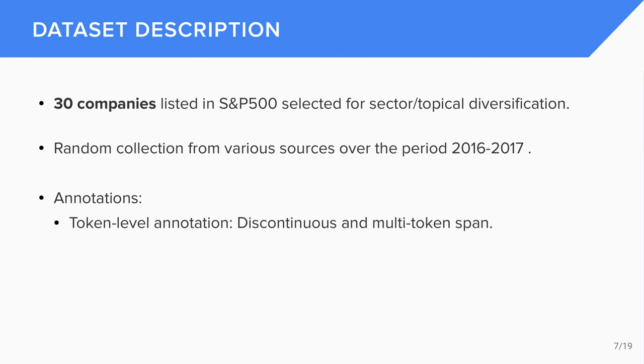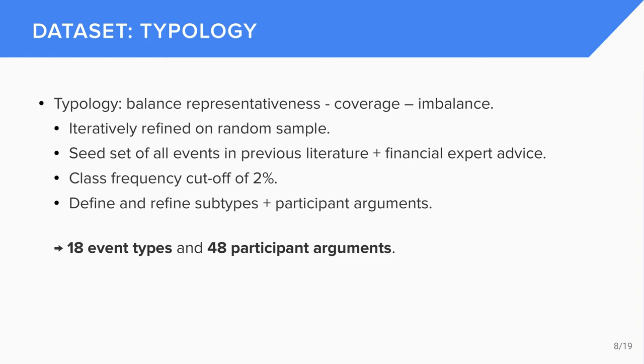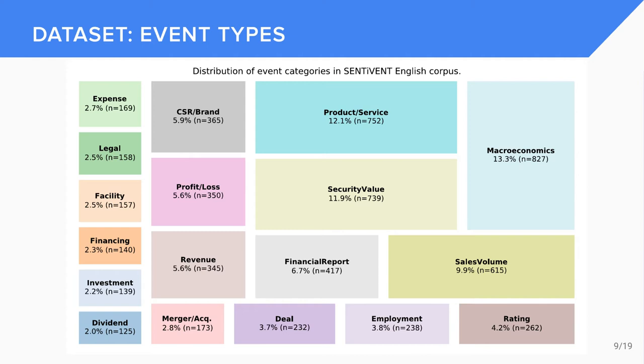Supervised event extraction always starts from an event typology, which specifies the event types and their participant arguments. We created a typology using iterative refinement, and this yielded 18 main event types and 48 unique argument types. As you can see in the event type frequency overview, the class imbalance is fairly large, but that's a trade-off we took for representativeness. The smallest classes are dividend, expense, financing, investment, and mergers, acquisitions and legal.